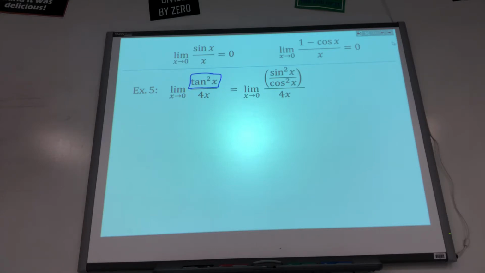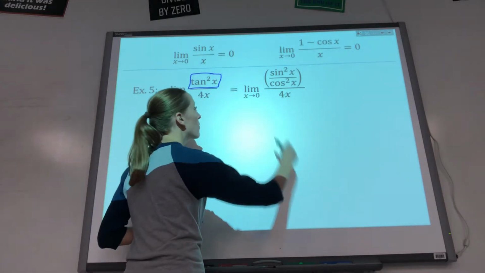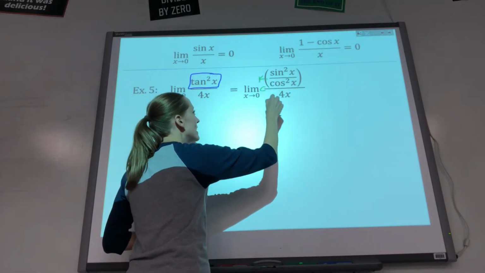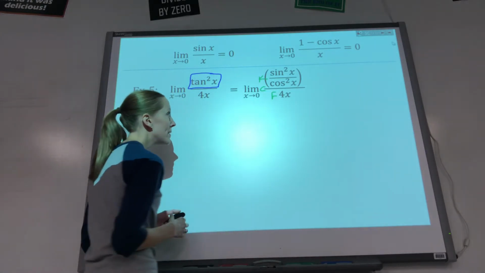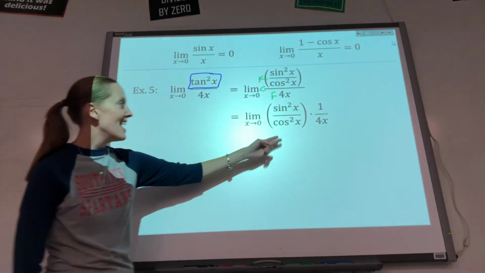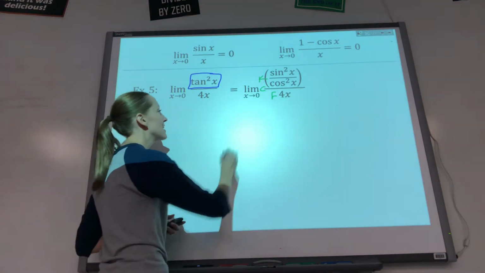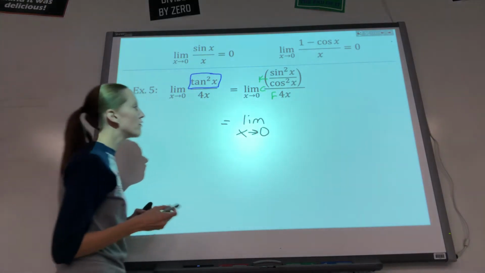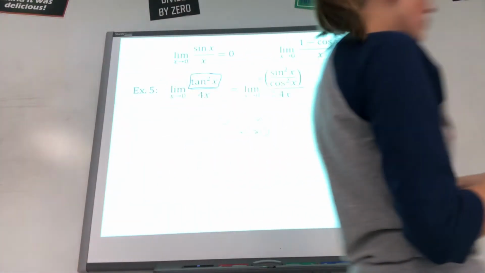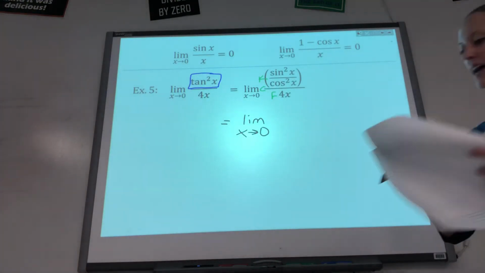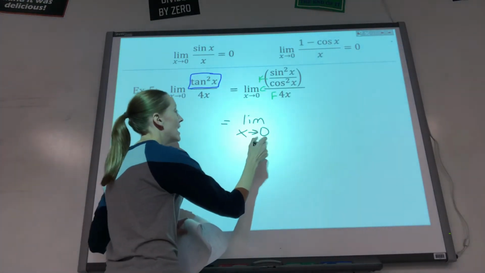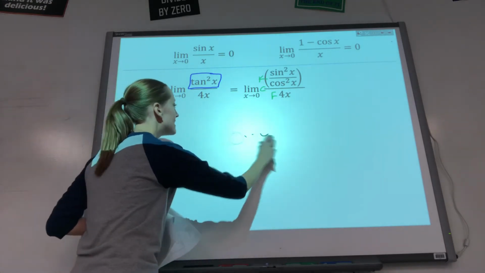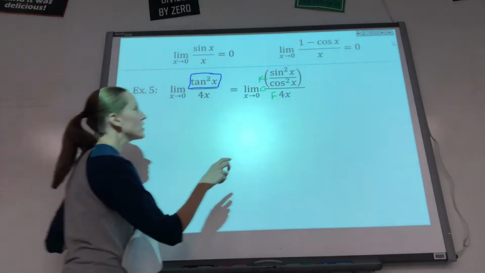But let's just stick with the quotient identities today to keep everybody on the same page. Now, this looks pretty messy, but remember when we divide with fractions, we keep, change, flip. So I'll keep that out front there, the limit as x approaches 0. And if I keep, change, flip, it's going to say sine squared over cosine squared.